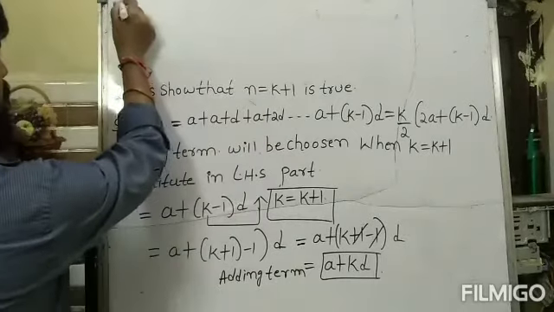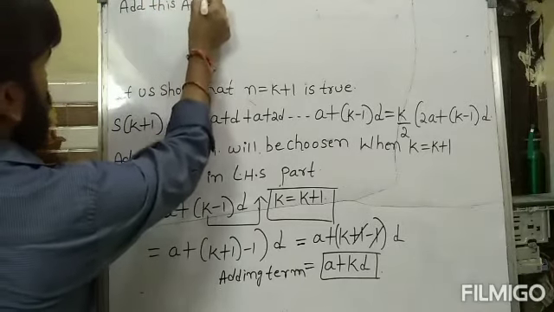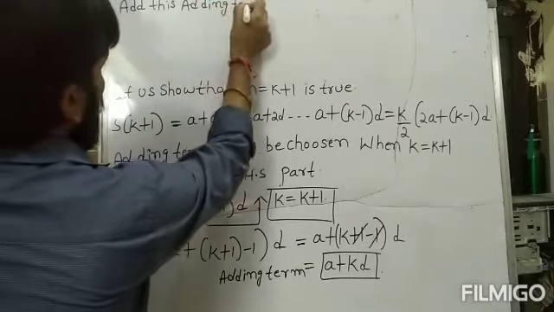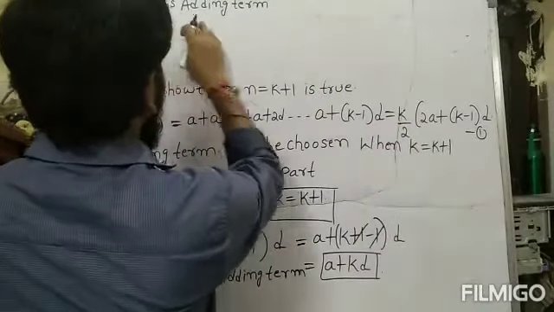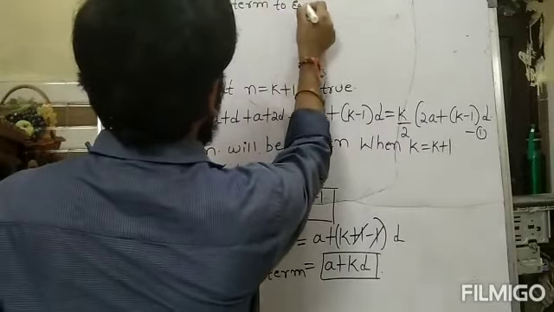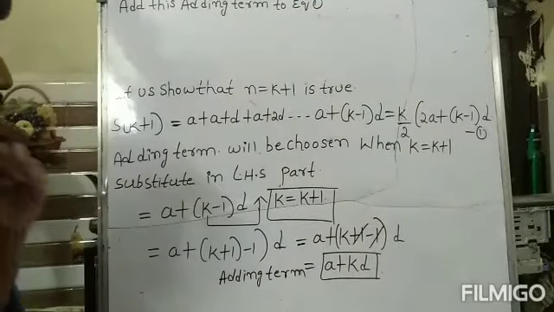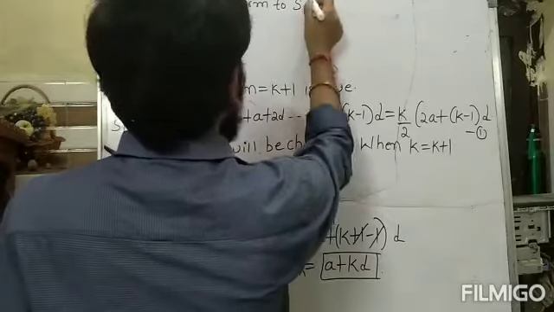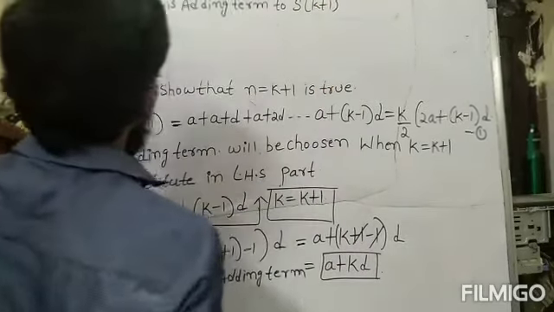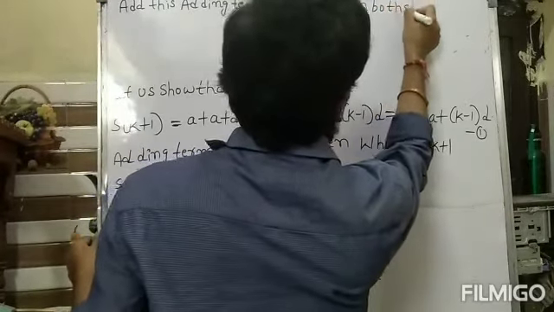Let us keep this as equation 1. Add this adding term to statement 1, equation 1, that is to S of k plus 1, on both sides.